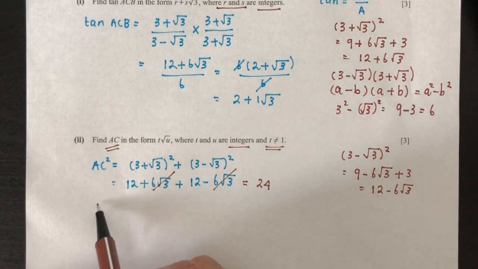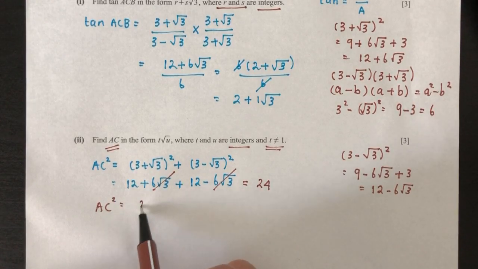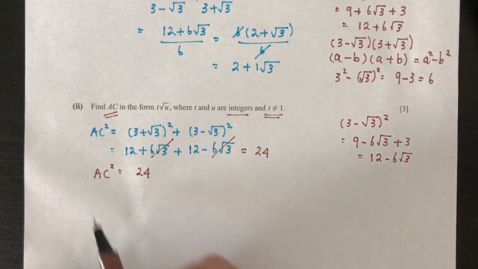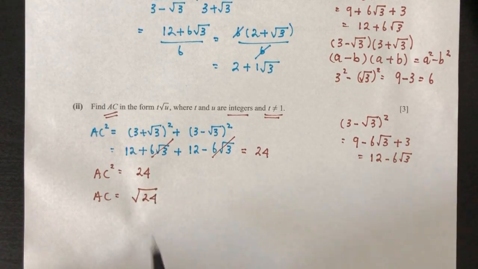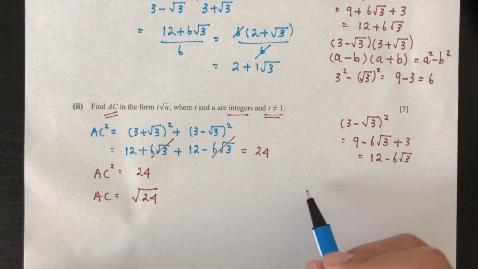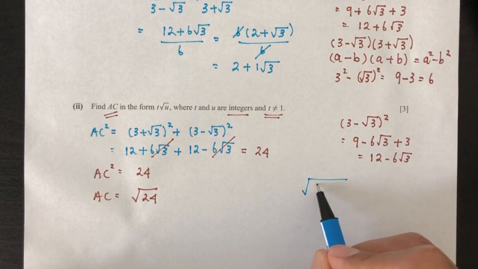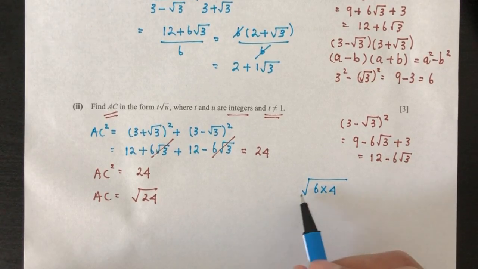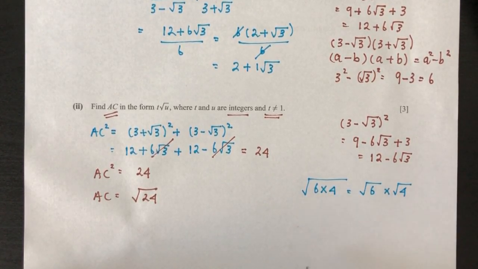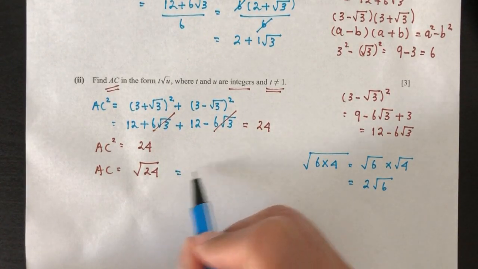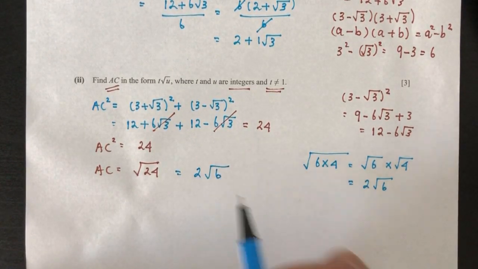Okay, so AC square is 24. In that case, AC is equal to root of 24. Now you have to simplify this. So let's do this here. What is 24? 24 is 6 times 4. This is equal to root 6 times root 4. Now what is root 4? We would say it is 2. That will be 2 root 6. So in that case, AC will become 2 root 6.